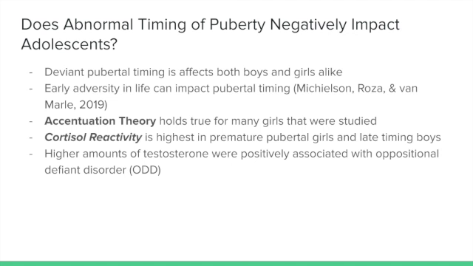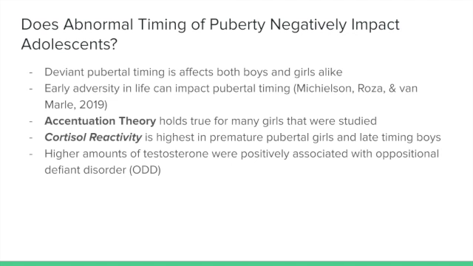So Michelson, Rosa, and Van Marley specifically studied girls. And they found that if girls experienced some sort of traumatic experience as a child, and the two examples they brought up were either A, negligence from their father, or B, abuse from one or two parents, a lot of those girls studied found that they experienced puberty at a much earlier age than normal. And that leads us into what's called the accentuation theory.